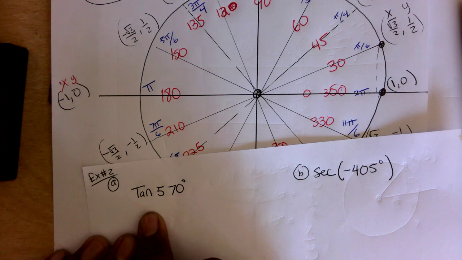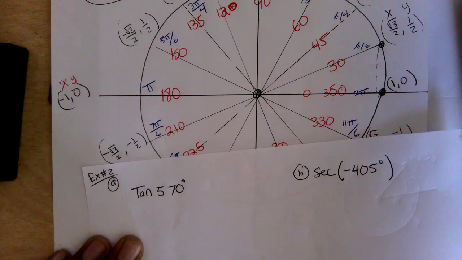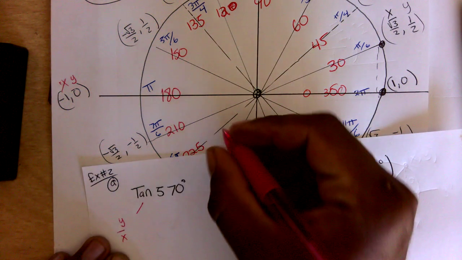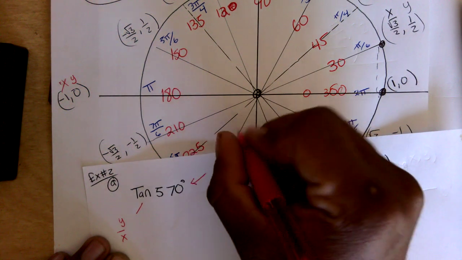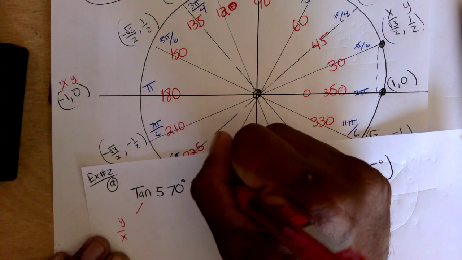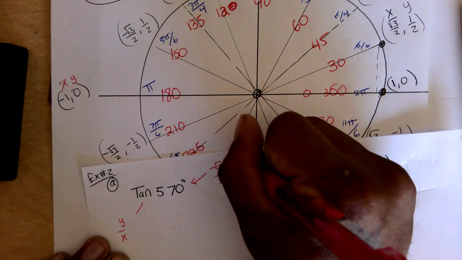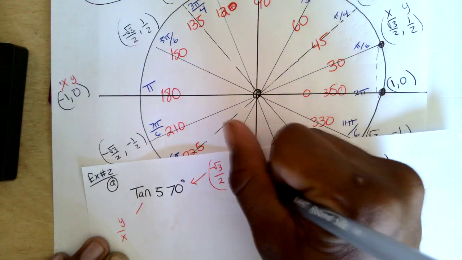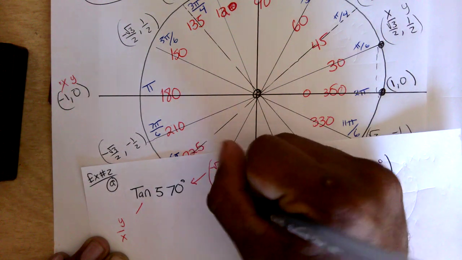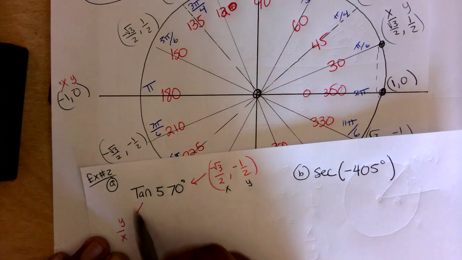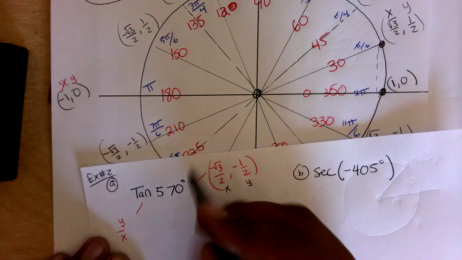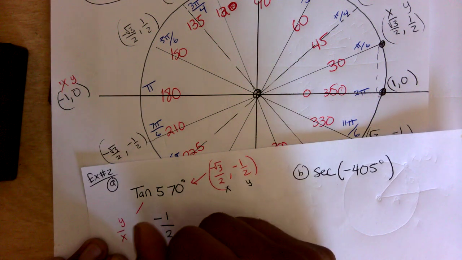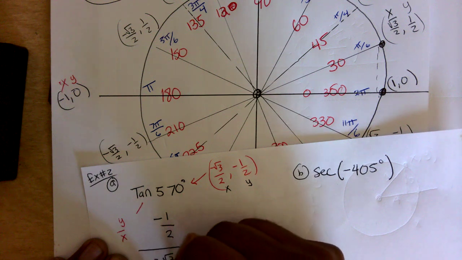And we want tangent. Tangent, as we mentioned earlier, tan is going to be the y over the x. And the coordinate that we're looking at is negative root 3 over 2 and negative 1 over 2. All right. Again, these are x, y coordinates. This is the y coordinate. This is the x. All right. So that's all we got to do so far. And we're going to say, all right, y over x. So we're going to say negative 1/2 over negative root 3 over 2.